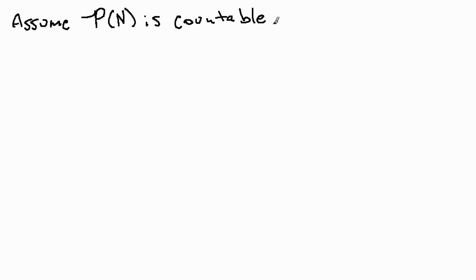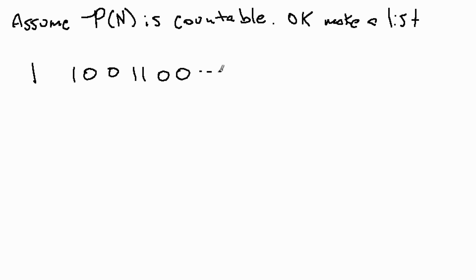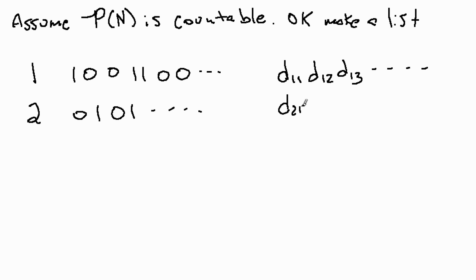Okay, make a list. And I'm going to say the first element in the list looks like this. And I'm just making these numbers up. And actually I'm going to say it's really digit 1,1, digit 1,2, digit 1,3, where each one of these digits is either a 0 or a 1. And here's the second element in the set, 0, 1, 0, 1, like that. And again, so that's digit 2,1, digit 2,2, digit 2,3, and it goes on. So this list goes on infinitely. These numbers go on infinitely.